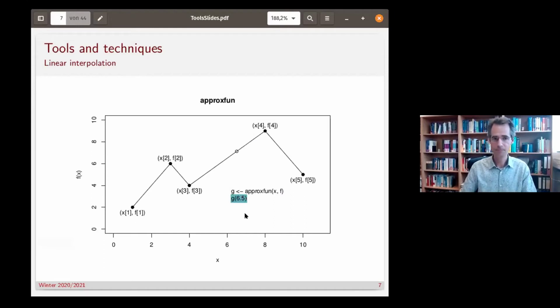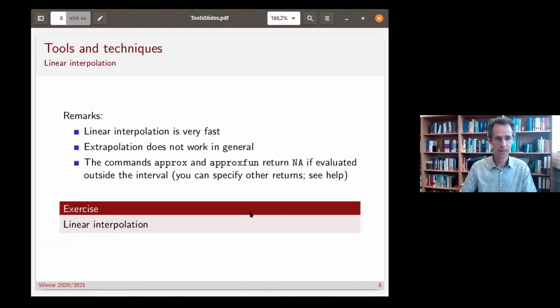Okay. So this would be the linear interpolation in R. The great advantage of linear interpolation is that it's very fast. So time will actually be a limiting factor in many of these optimization problems. So we have to have fast methods, and linear interpolation is very fast. And it's also implemented in R in a way which returns the linear interpolations very quickly.